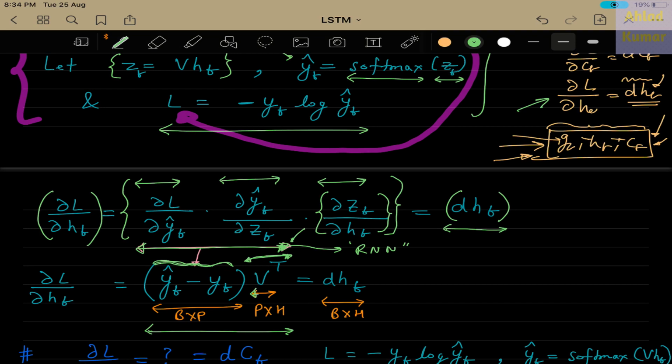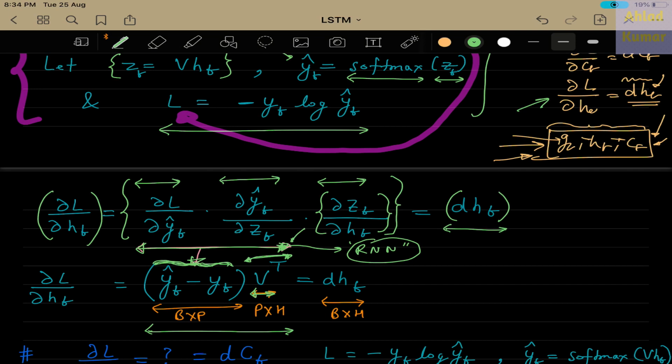And that is over here. For how we obtain y hat t minus yt, you can consult my earlier lecture on RNN. Because this involves the derivative of the softmax layer, from there you can see how we derived this expression.